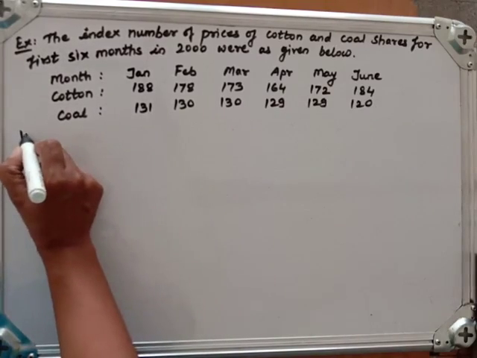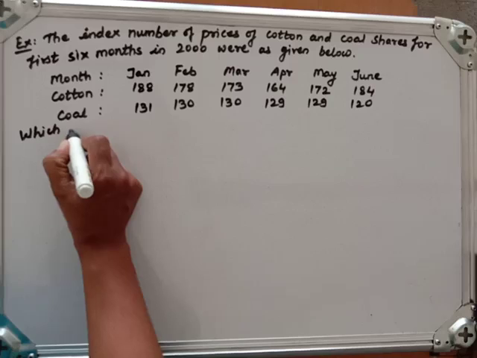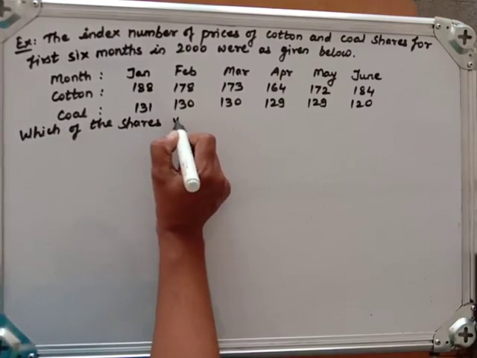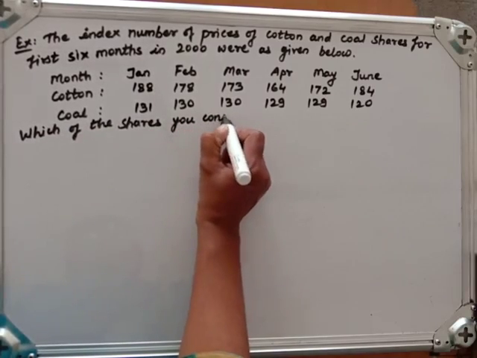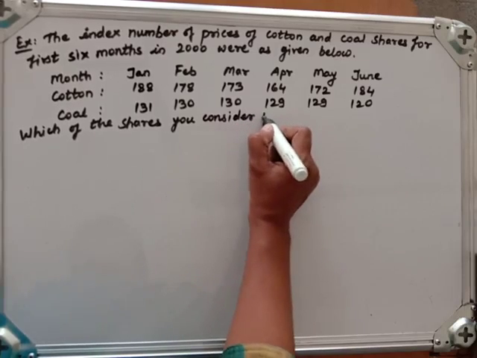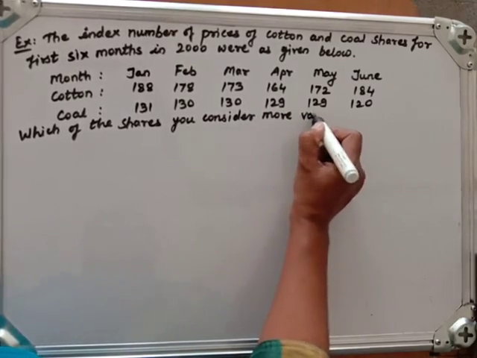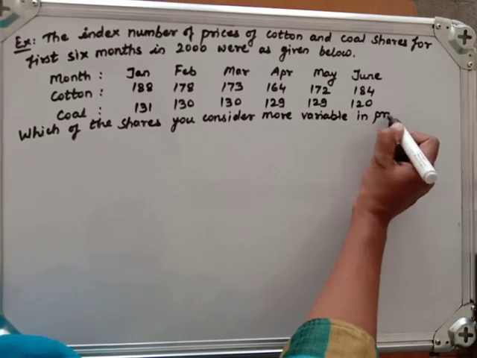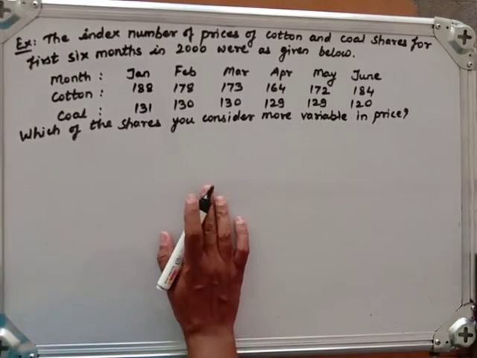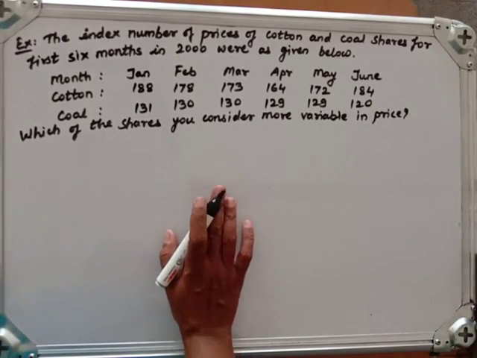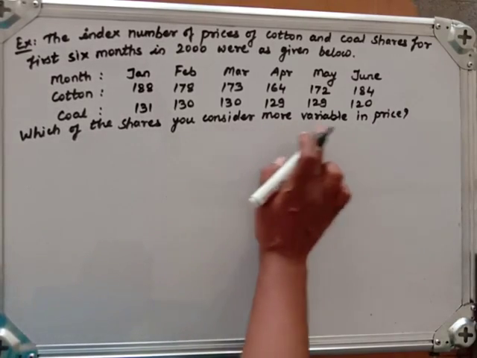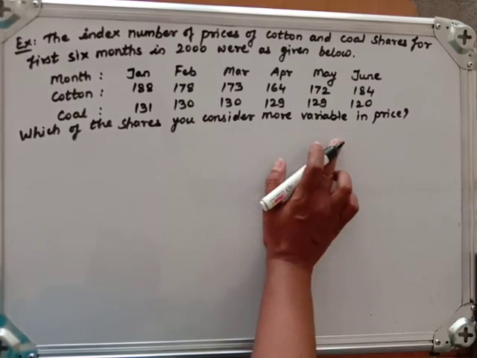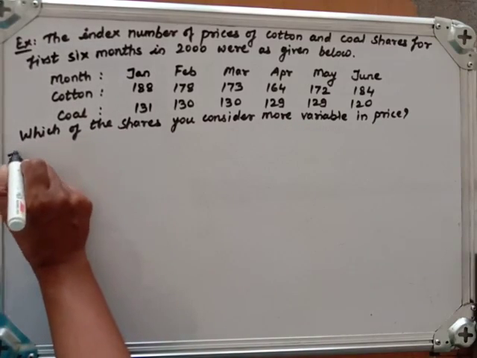Now what is the question? The question is which of the shares you consider more variable in price. The same question can be asked as which of the shares you consider less consistent in price. More variable is the same as to say less consistent, and less variable is the same as to say more consistent. So now the solution for this.